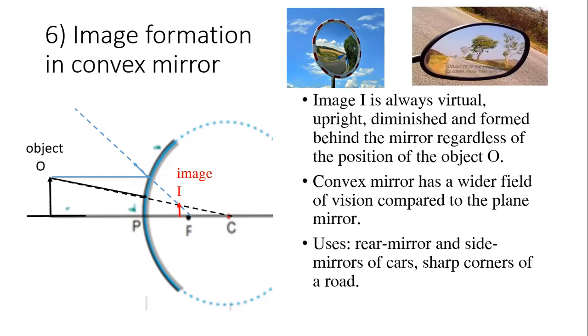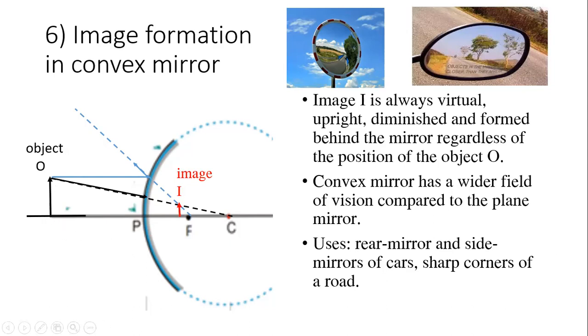Virtual basically means formed behind the mirror, like you cannot see it, obviously. Which means it cannot be captured on the screen. It means it's behind the mirror. Diminished means smaller, smaller compared to the object. Upright means it's vertically upward, not inverted.